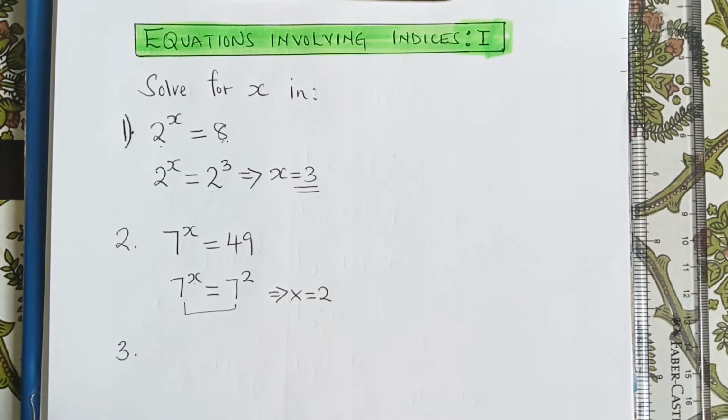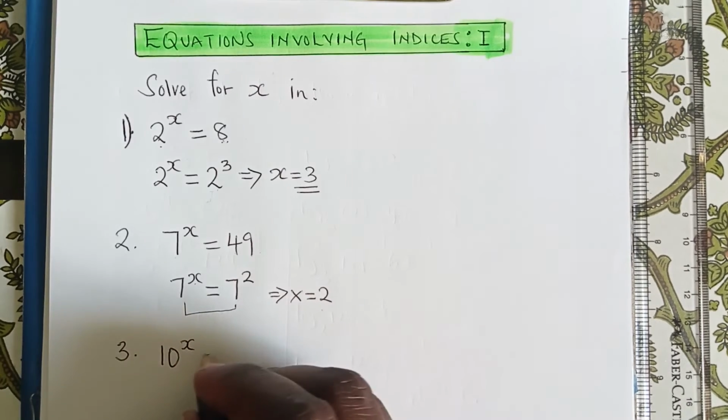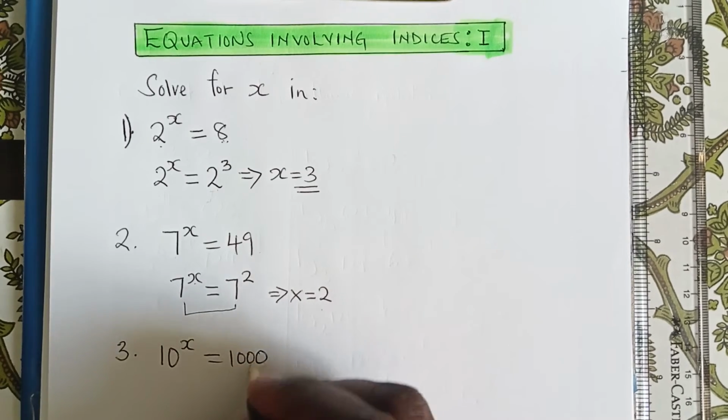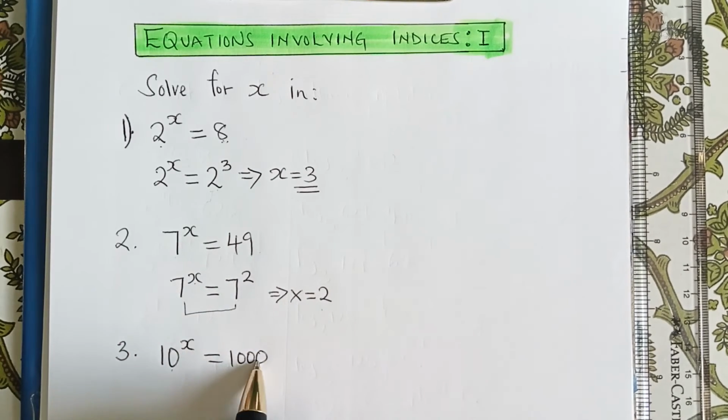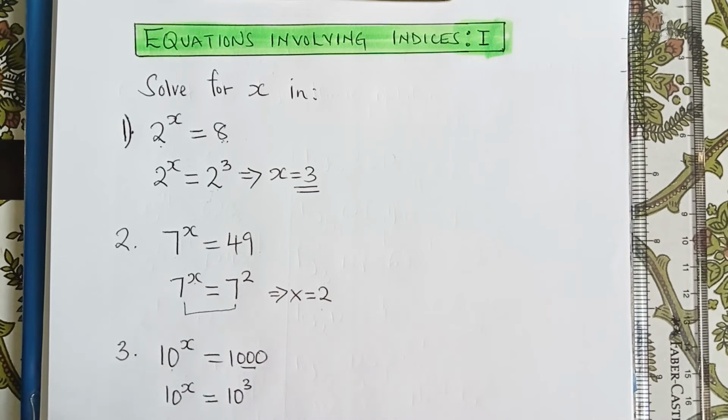Question number 3. Let's solve for x in 10 raised to power x equals 1000. What do you think is the value of x? Yes, this is how we proceed. 10 raised to power x equals, write 1000 to base 10. That is definitely 10 to the power of 3.